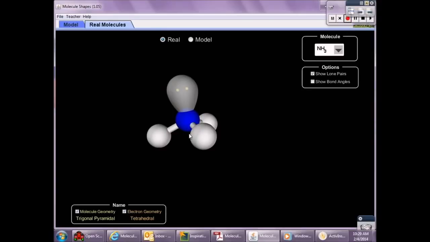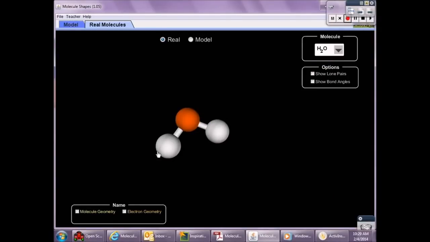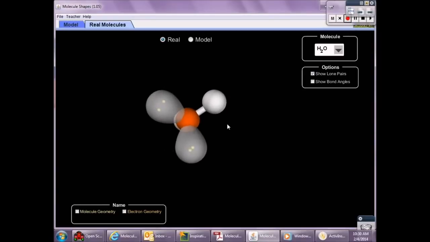All right, your next example, someone has been asking for water. Let's do water. Okay, you don't see it, so let me show you the pair of unshared electrons right here. What is the general formula? AB2E2. Doing a great job. It is AB2E2. Let's see if you can come up with the electron domain.